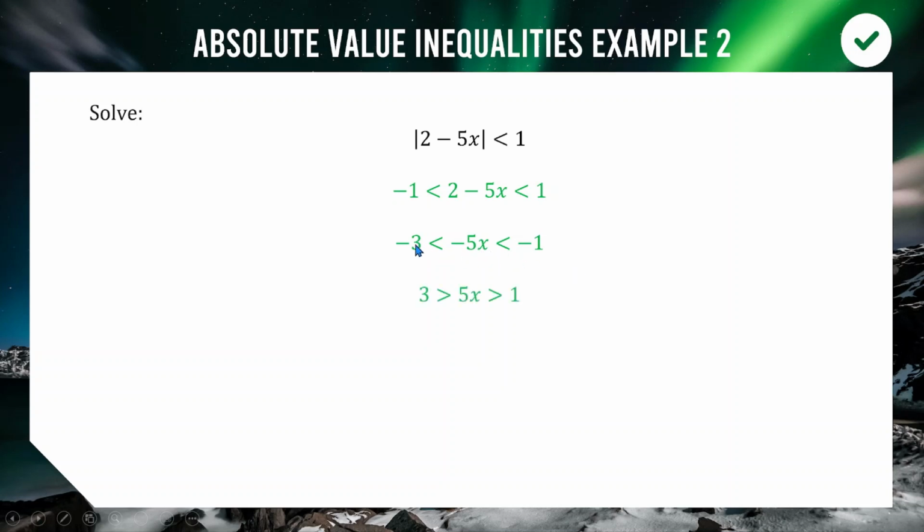Don't forget, when you change the sign, so I'm multiplying everything by -1, these less than signs are going to turn around and become greater than signs. Now we will divide by 5 and we get 3/5 is greater than x, which is greater than 1/5. And this is not how we typically like to write our inequalities. We like to have the smaller number on the left and the bigger number on the right. So we'll just flip that around and say that 1/5 is less than x, which is less than 3/5. Or the way you can read this is x is between 1/5 and 3/5.